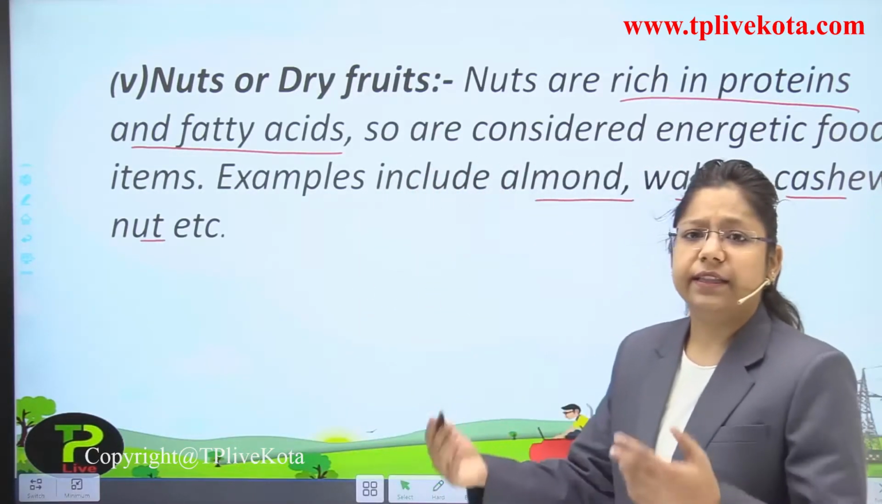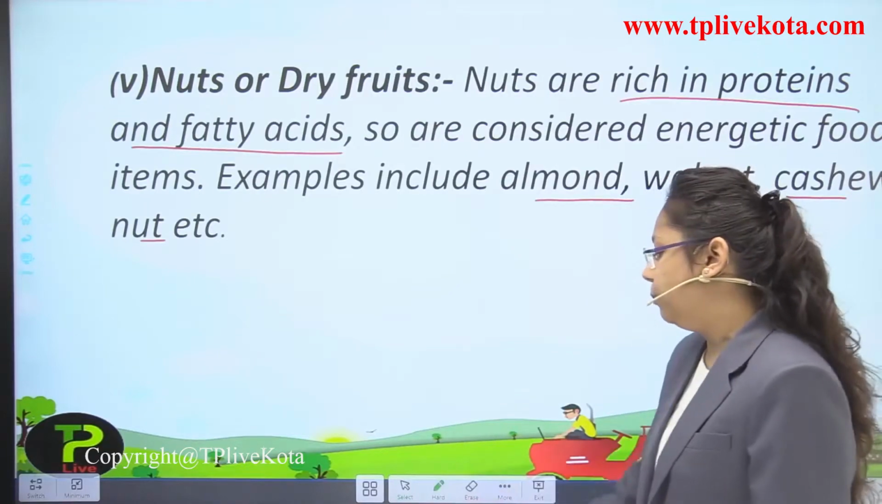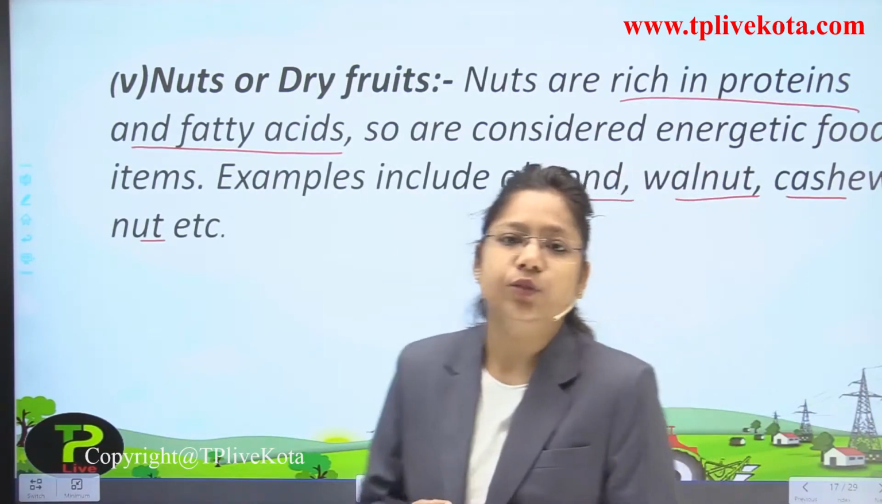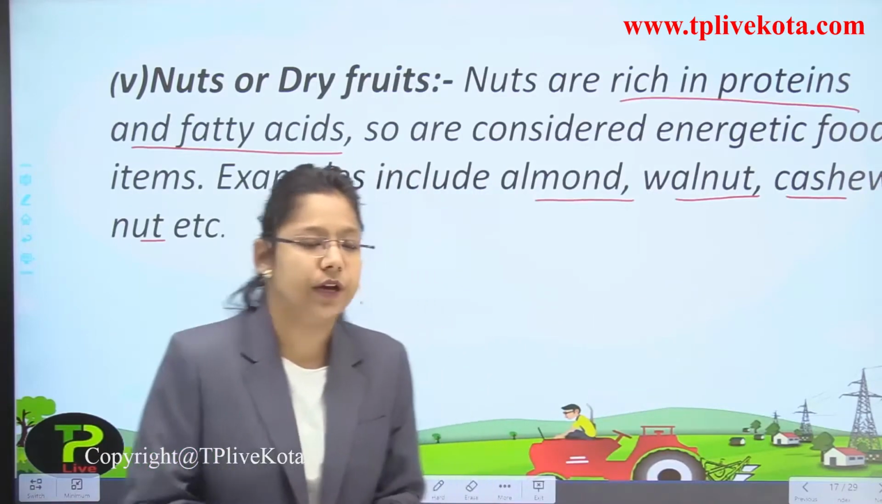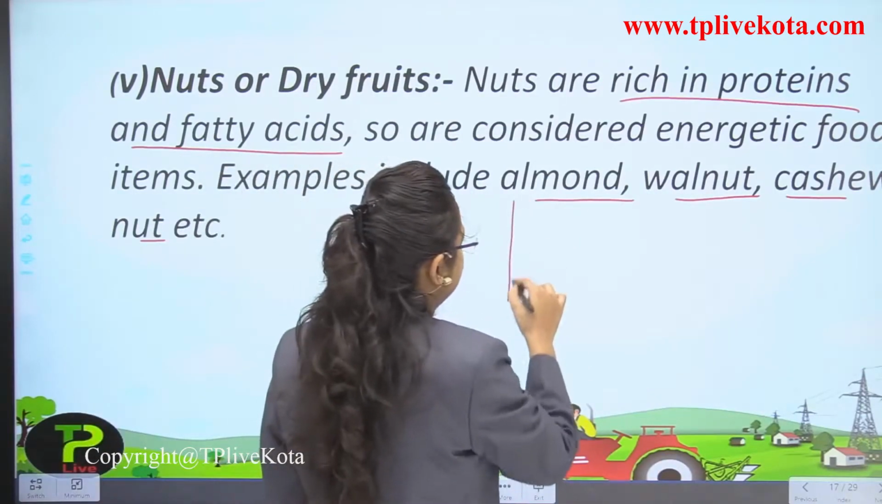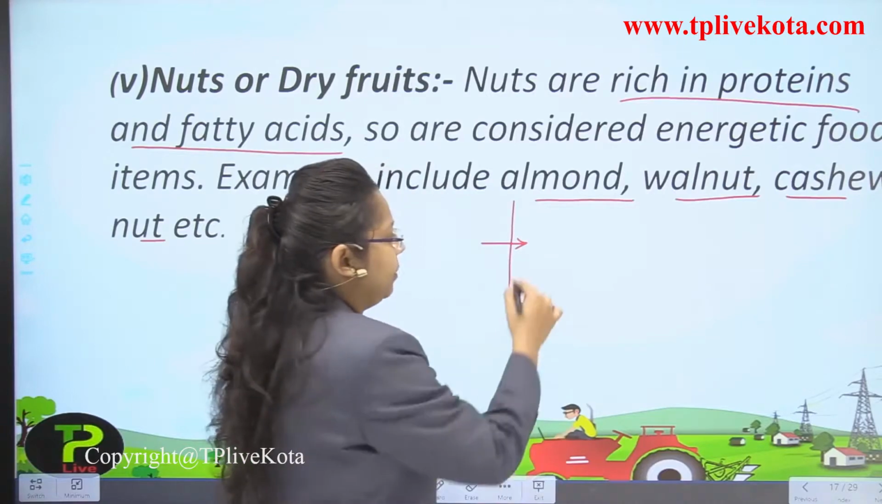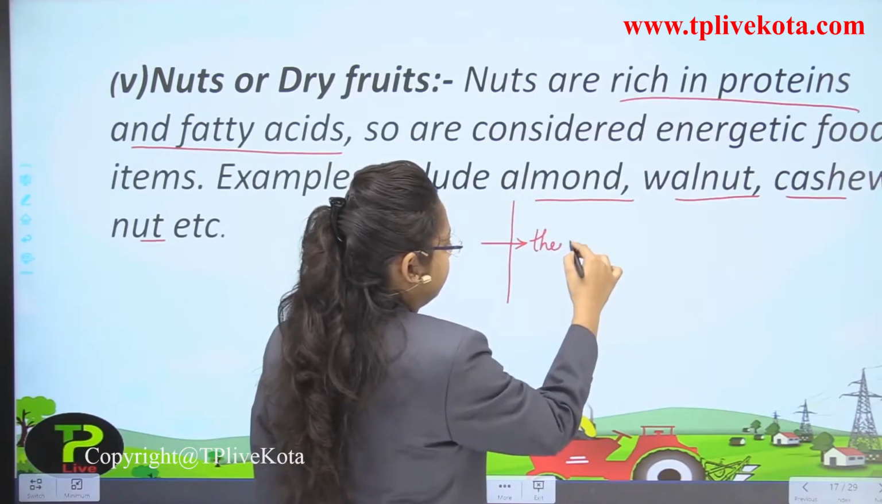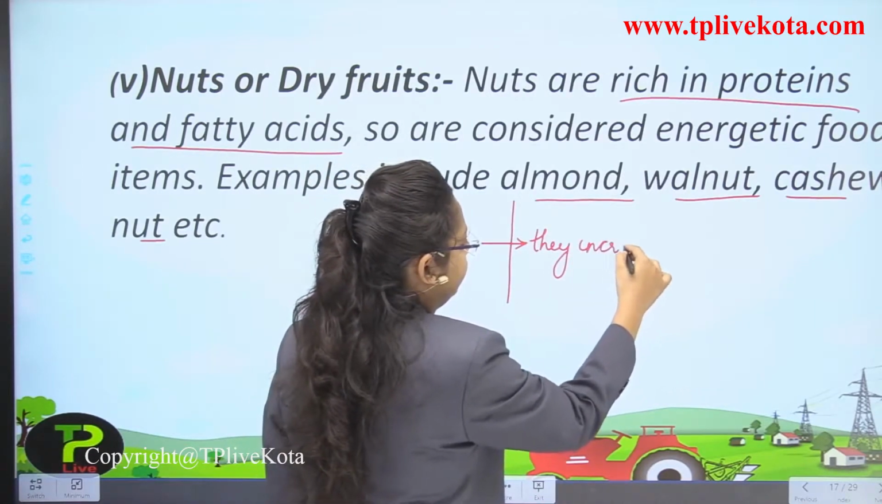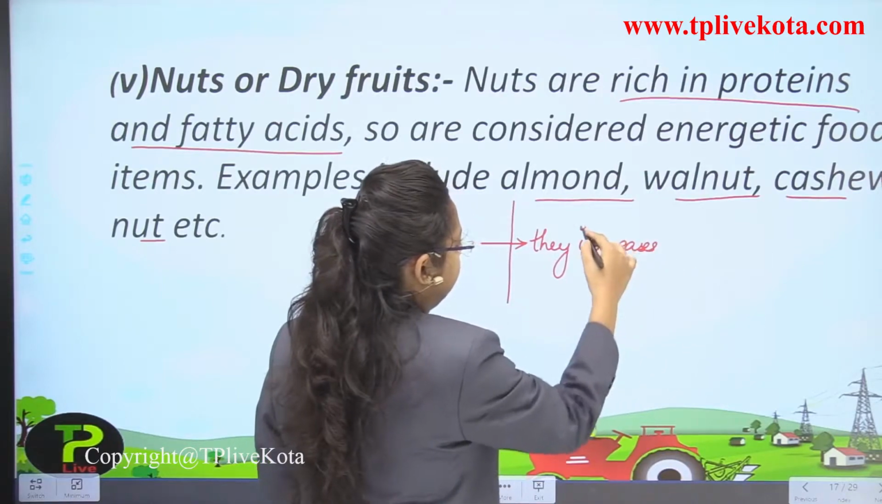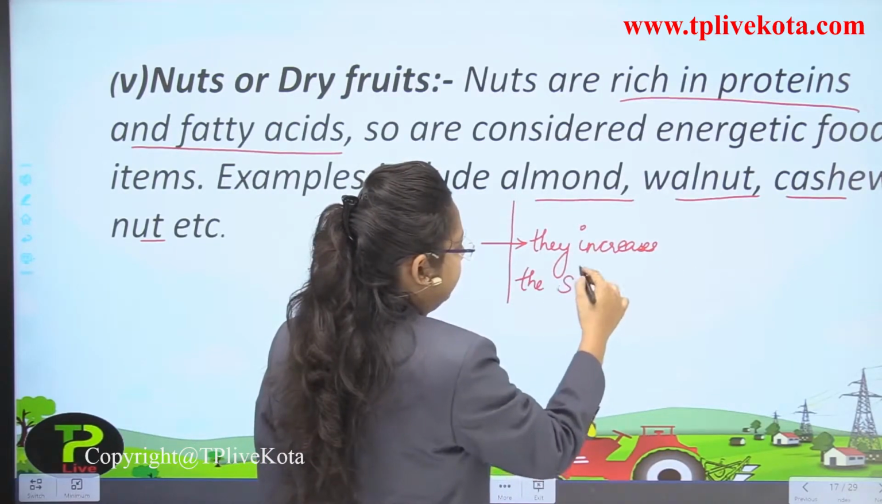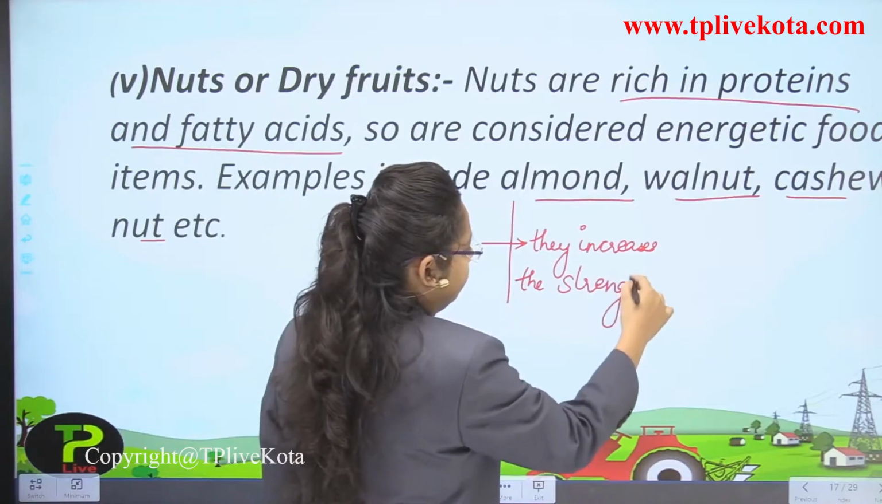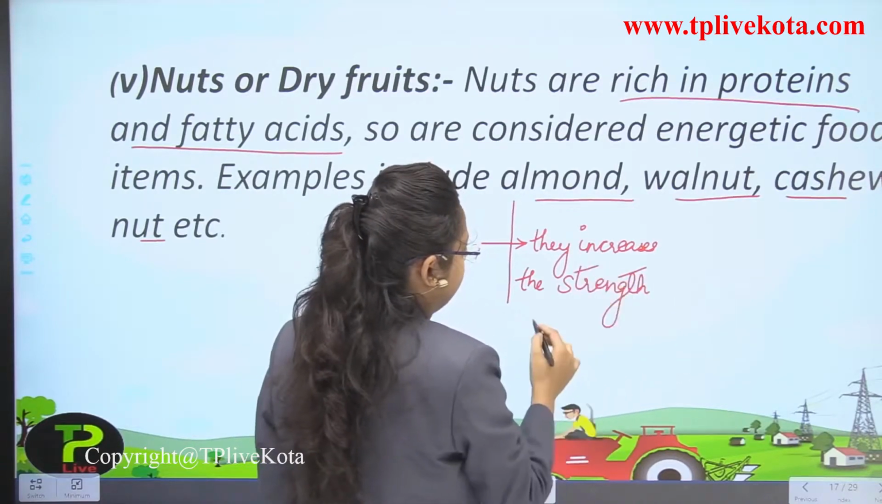Okay, now why they are important for our body, I want to tell you about one use of each dry fruit over here. So almonds, why they are required in our body? Because they increase the strength of our eyes. Okay, they are very beneficial for our eyes.